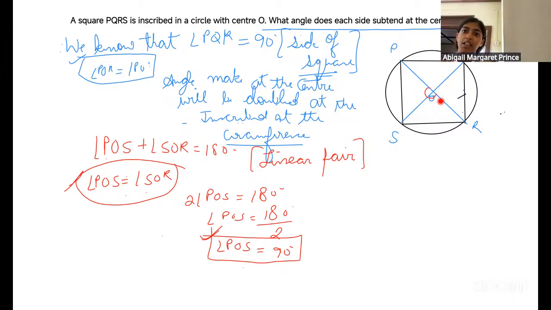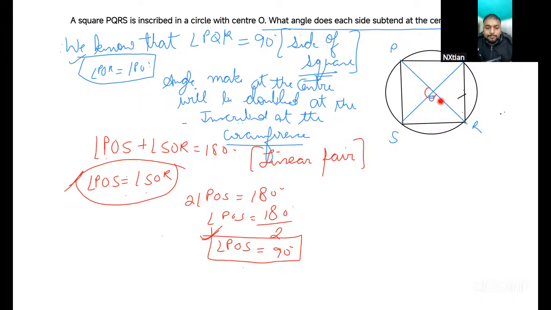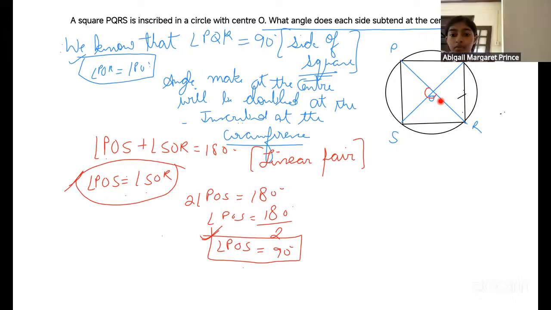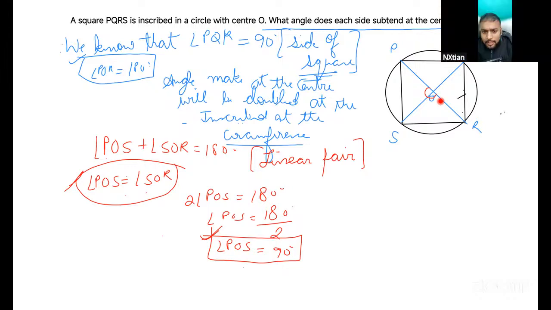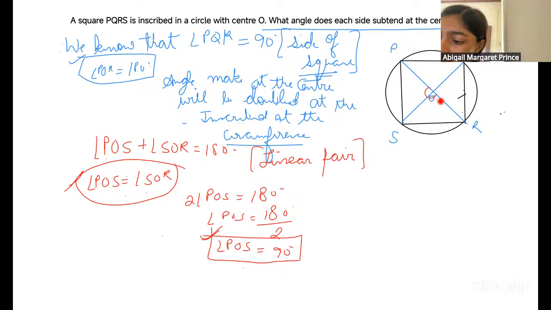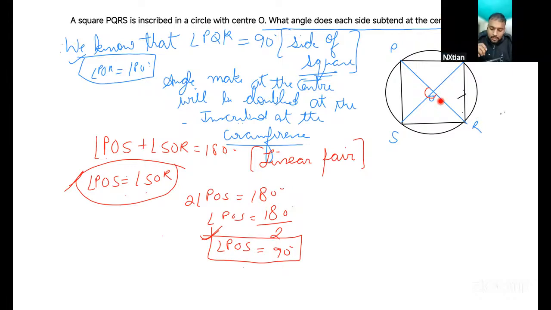Sir, can you explain it one more time? Yeah, one more time. Okay. See, we know that angle PQR is equal to 90 degrees. Like this is 90 degrees, because a square is there. So if the square makes an angle of 90 degrees on the circumference, then the same square, diagonally going through the center, becomes 180 degrees. Sam, did you understand? So this becomes 180 degrees.